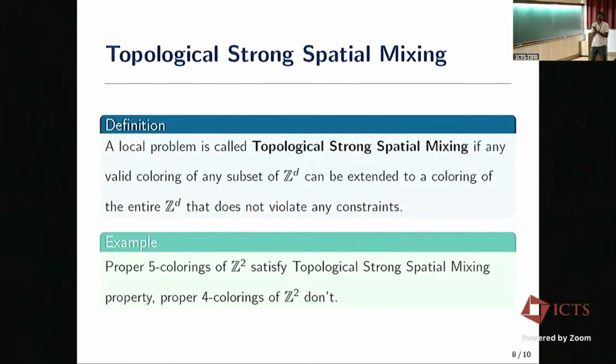Here is a formal definition. A local problem satisfies topological strong spatial mixing if any valid coloring of any subset of Z^d can be extended to a coloring of the entire Z^d that does not violate any constraints. For example, as we just saw, proper 5 colorings of Z^2 satisfy topological strong spatial mixing, but proper 4 colorings don't.